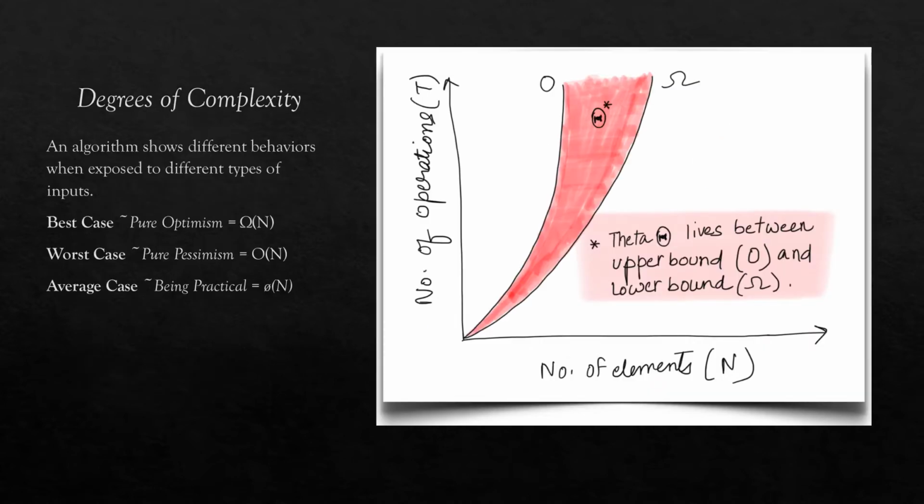Degrees of complexity. An algorithm shows different behaviors when exposed to different types of inputs. There are 3 degrees of complexity that are measured: best case, worst case, and average case. Best case is when the input size is small. Worst case is when the input size is large, and average case is with an average size of the input given for an algorithm.